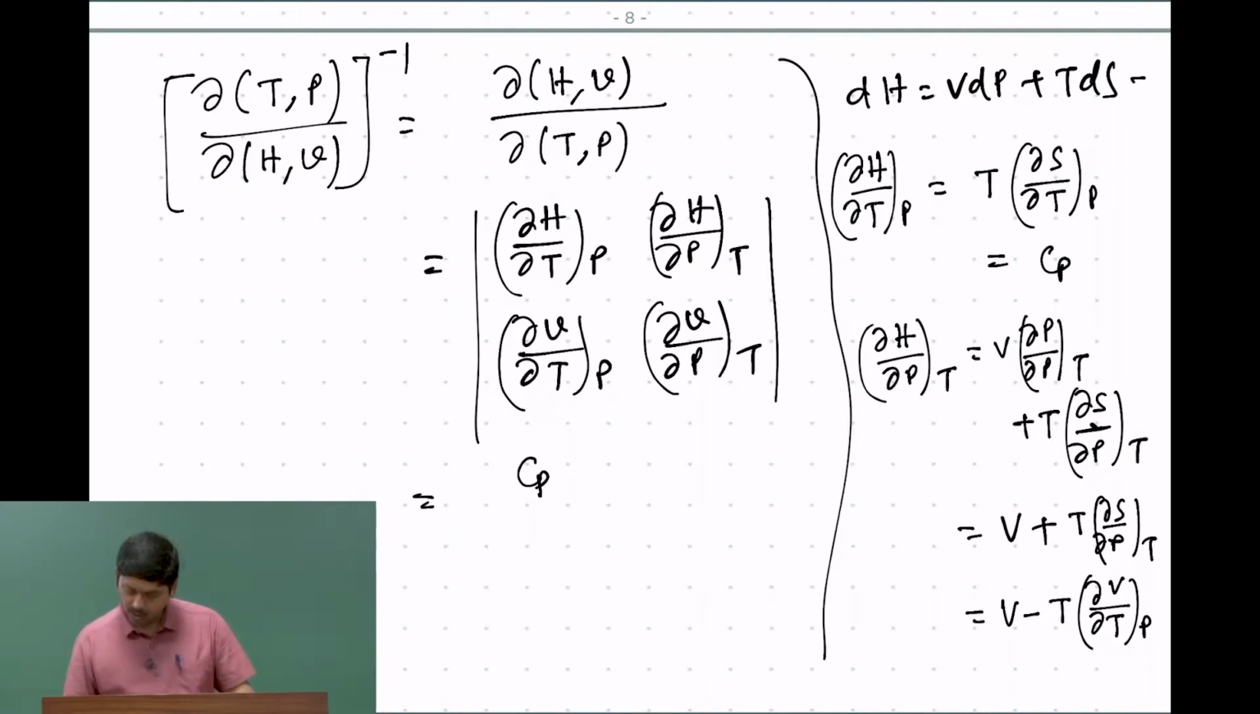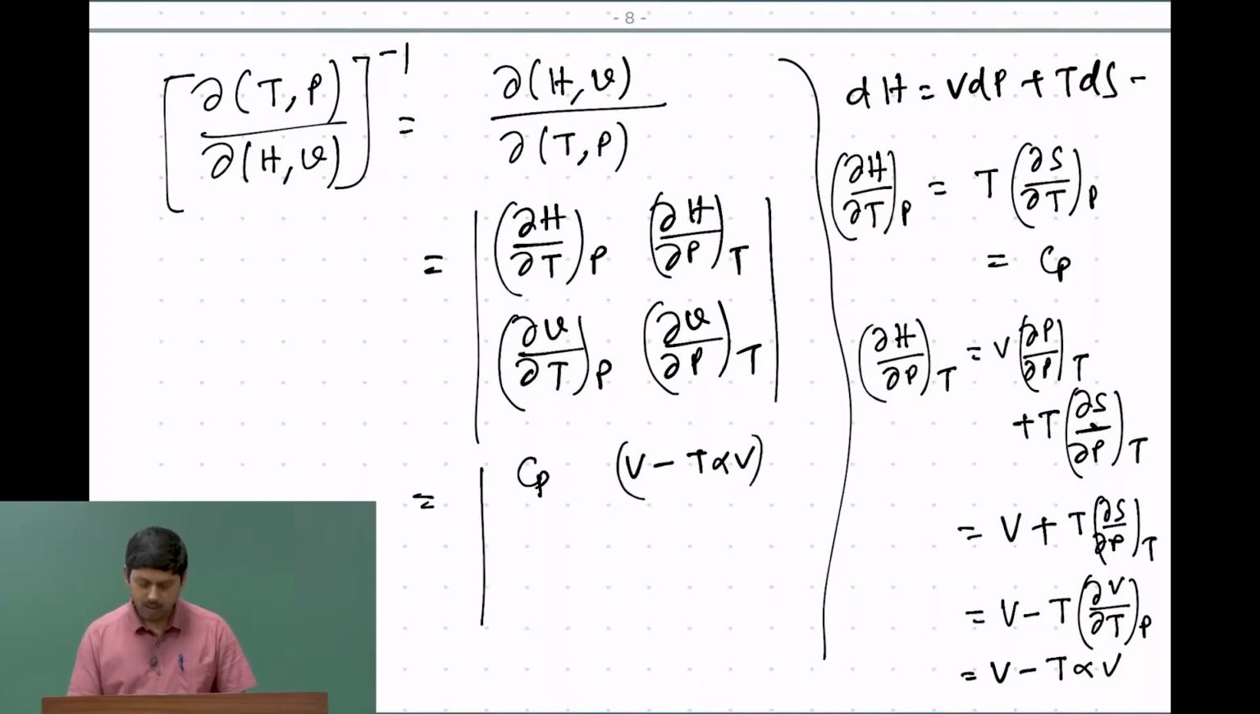So, what is the del V by del T at a constant P? You know, it is the coefficient of thermal expansion again. So, therefore, it is V minus T, and then del V by del T is the coefficient of thermal expansion, alpha into V. So, it will be T alpha V. So, Cp, V minus T alpha V. Now, what is del V by del P? Again, the coefficient of compressibility multiplied by volume, and that is minus kappa T into V. So, we got all that.